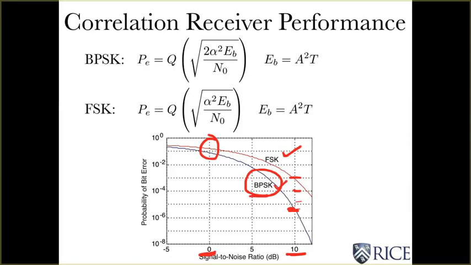So here you have a classic trade-off. Do you want small PE? Well, that might mean you need a wider bandwidth channel, and FSK takes a smaller bandwidth, but your performance isn't as good, and it of course depends on the signal to noise ratio that you get, which is Eb over N naught.